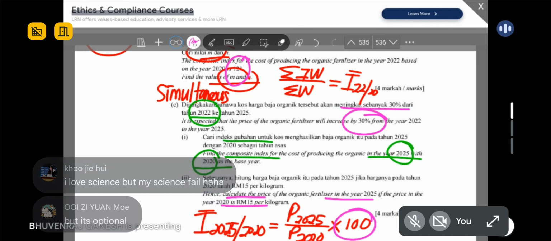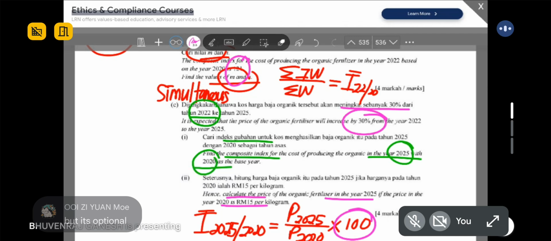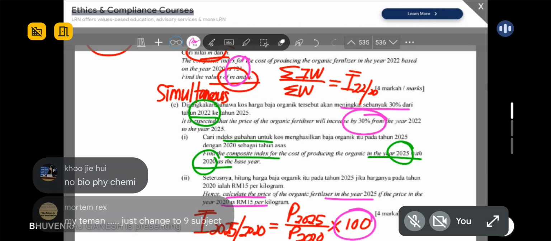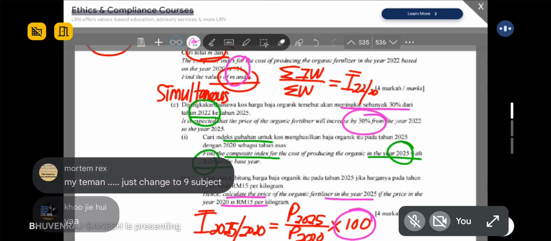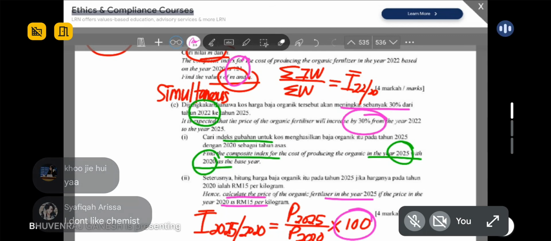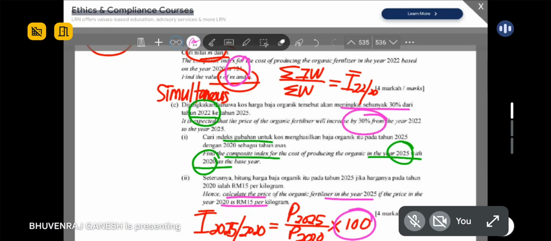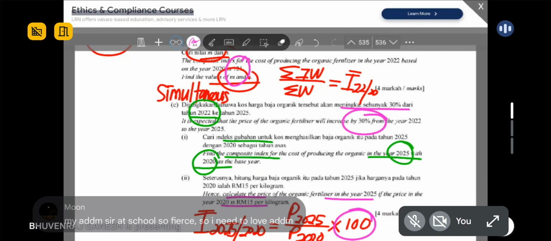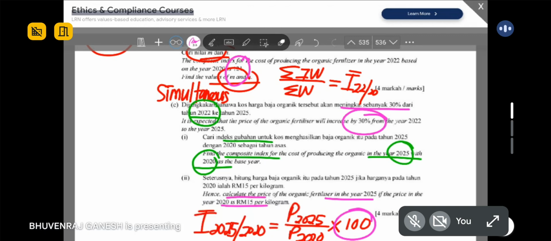I love science, but my science fail. Oh, you take basic science, is it? But it's optional. Oh, okay. Oh, bio, physics, chemistry. Oh, I see. Just change to 9 subject. I don't like chemistry. Then quite hard lah. But in terms of Admaths, my Admaths sir at school so fierce, so I need to love Admaths.